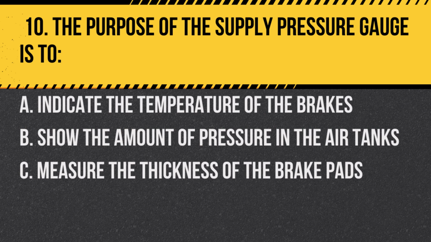Question 10. The purpose of the supply pressure gauge is to: A. Indicate the temperature of the brakes. B. Show the amount of pressure in the air tanks. C. Measure the thickness of the brake pads. Answer: B. Show the amount of pressure in the air tanks. It helps the driver monitor the available air pressure.